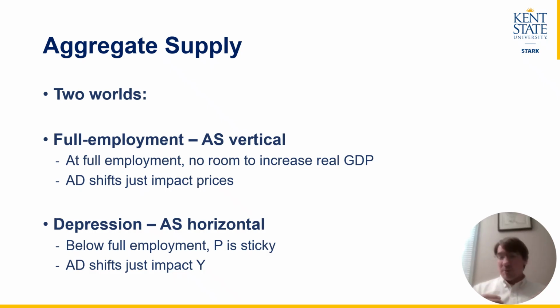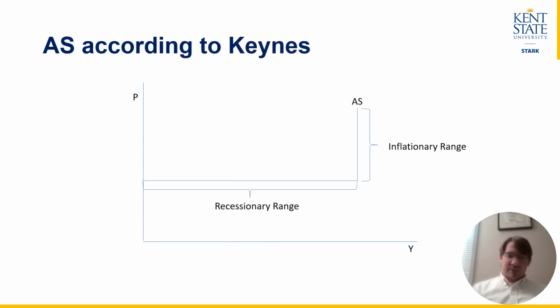So we really have two pieces of the aggregate supply curve. One piece is horizontal, that is when we're in depression. The other piece is vertical. So put them together, and they look something like this. Right, so we have the recessionary or depression range, and then we have the inflationary range. And then we can drop an aggregate demand curve along here anywhere we like, and we can then figure out what is going to happen.